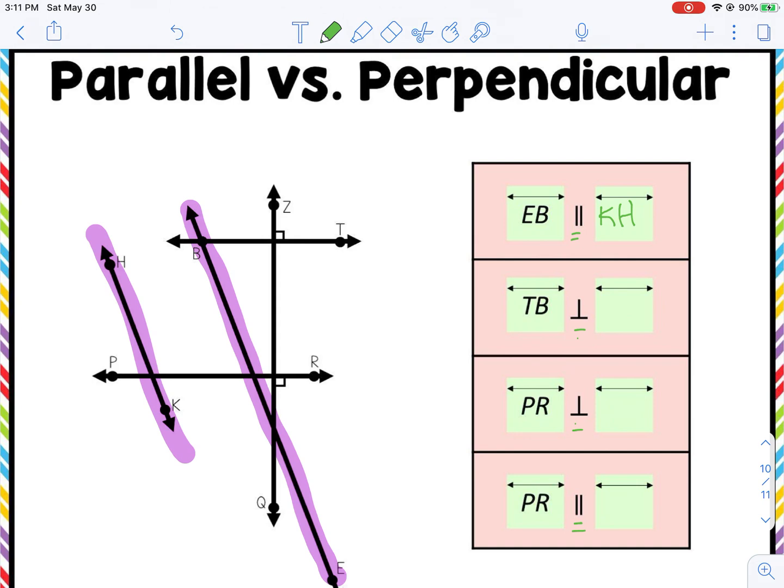Now we're going to do the perpendicular. So remember, perpendicular makes a 90-degree angle. So I've got TB, and here's line TB. And it creates a perpendicular or right angle with ZQ. So right here, I'm just going to put ZQ. Okay, and you will see this slide on your assignment this week. So look at this if you need it. These videos are supposed to help, not confuse. I wish I was there teaching with you, but let's just go over really quick.